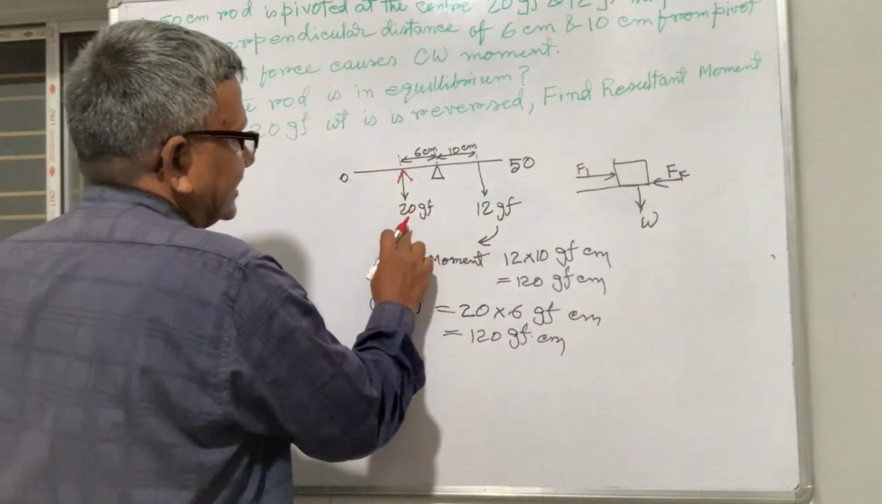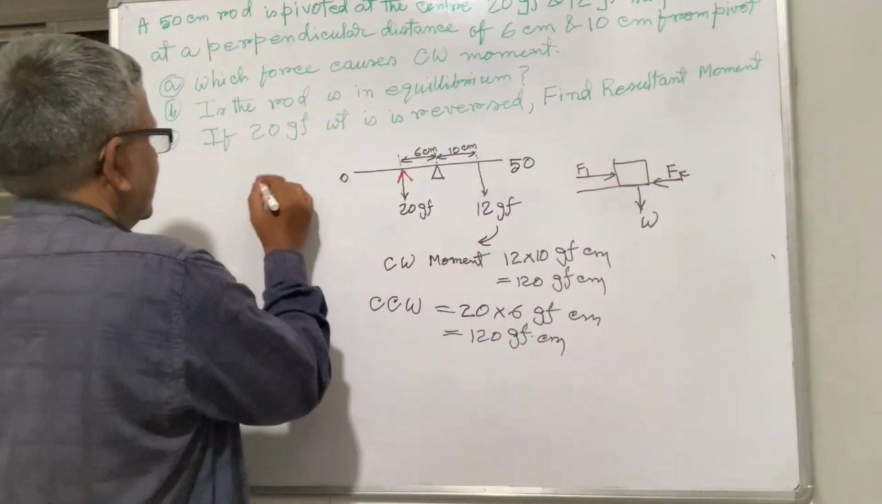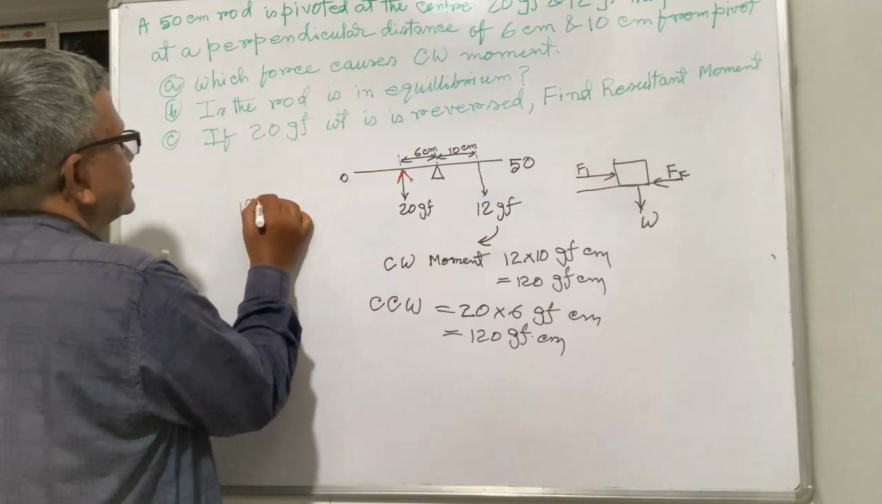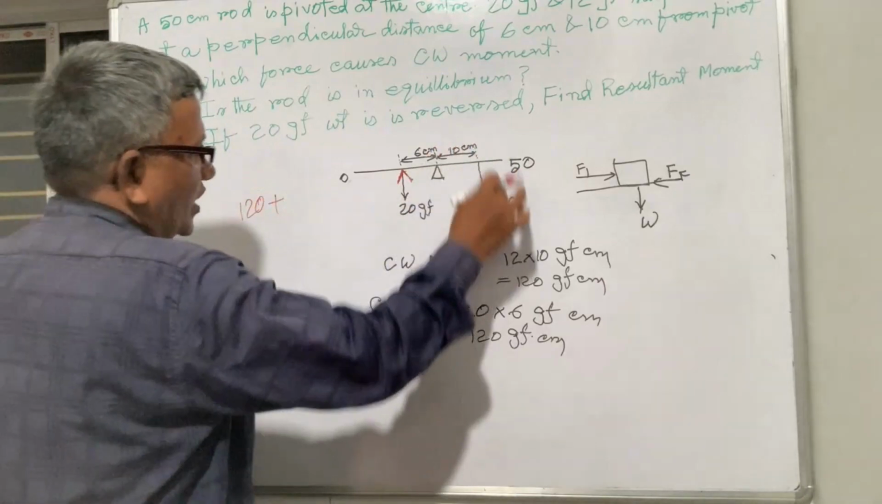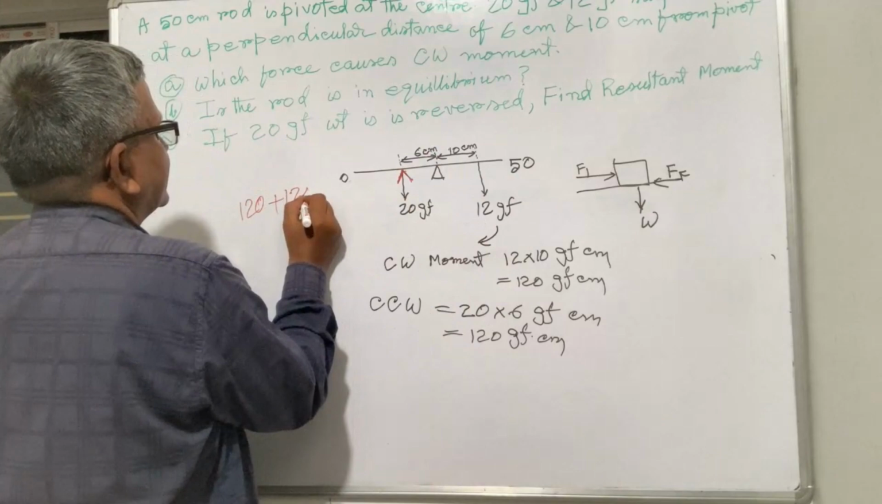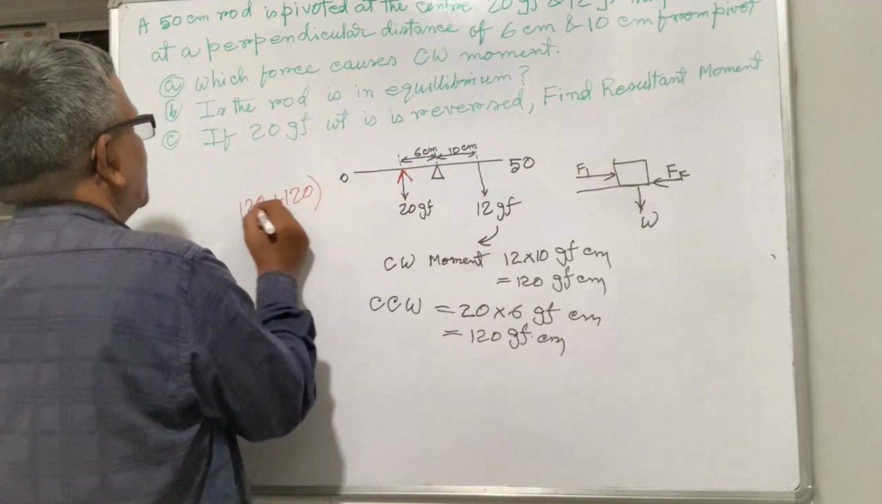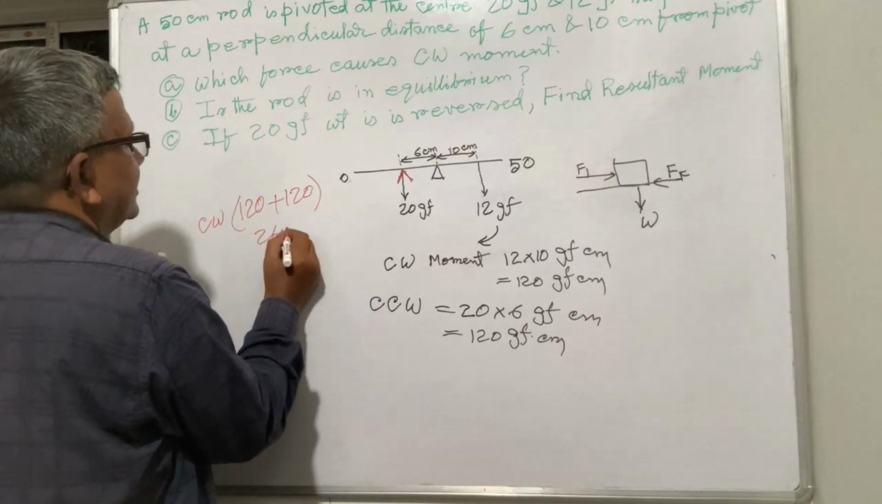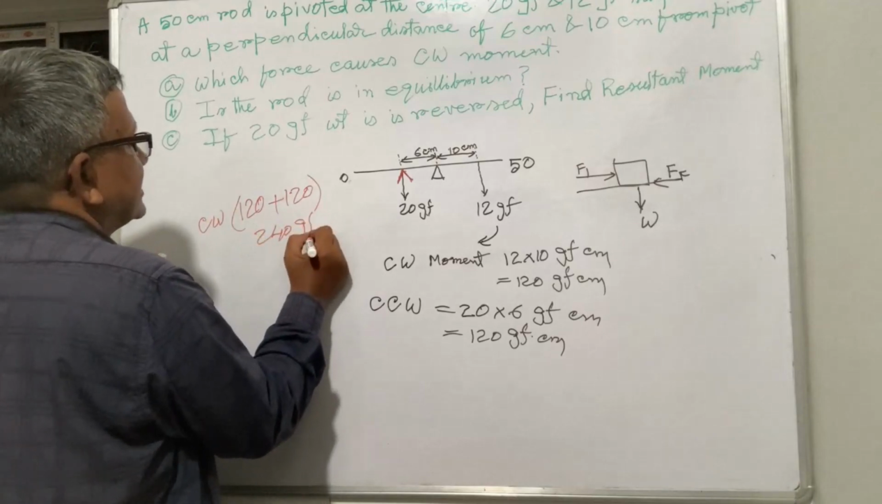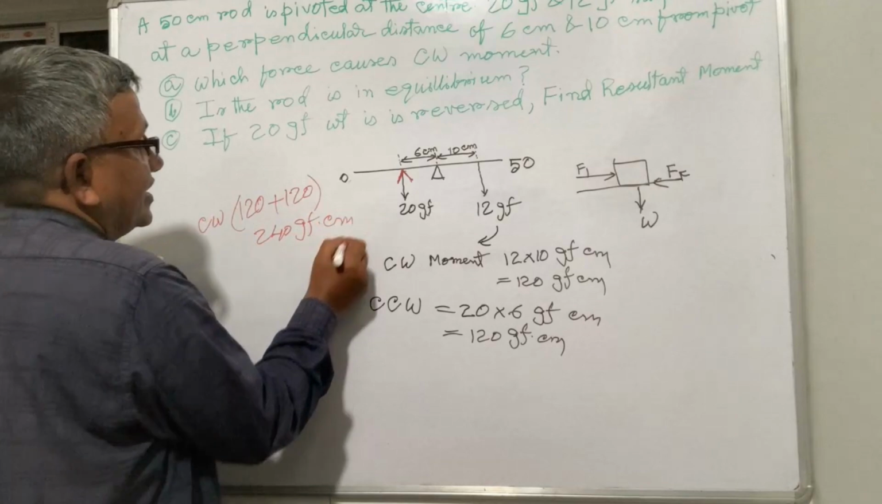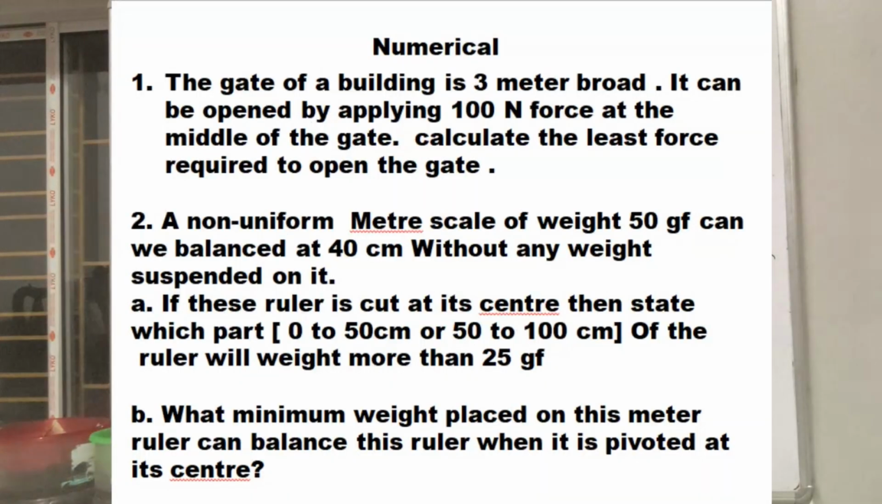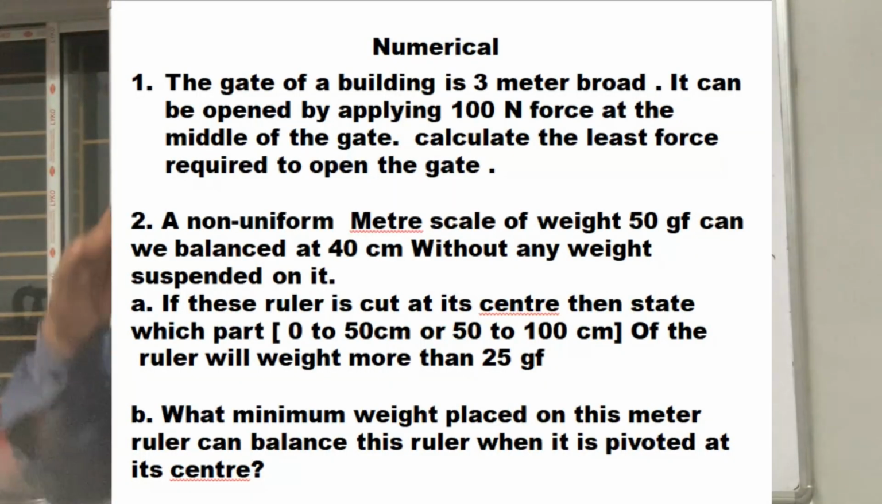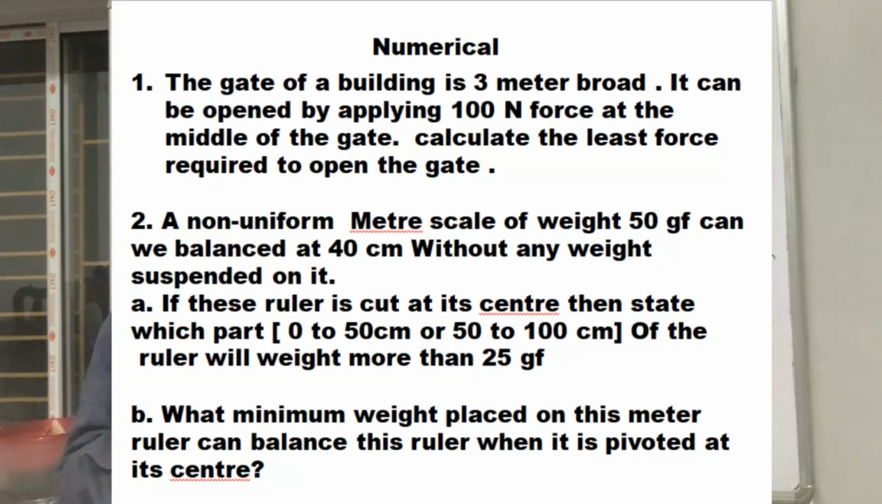So how much will it be? 120 clockwise gram force centimeter plus 120 gram force centimeter. Total clockwise moment will be 240 gram force centimeter. I think it is clear. I will come to another thing.